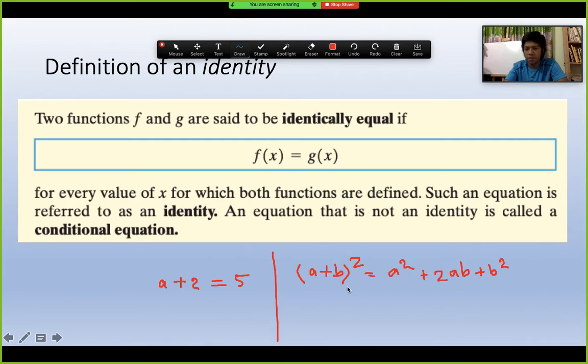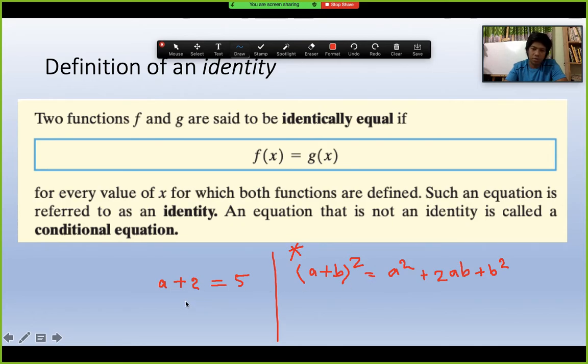Now look at the difference between these two things. This part here is true for any value of a and b. If you put a equals 2, b equals 3, you will see your left hand side and right hand side will come same. If you put any value here, the same answer will come. Which means that this is true for any value of the given variable.